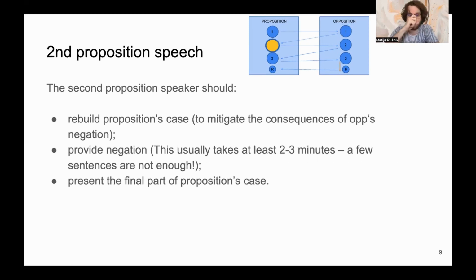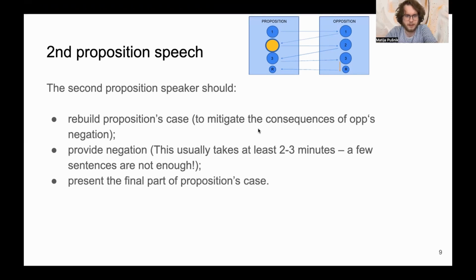The second proposition speaker, one, is rebuilding proposition's case. That means answering the negation of the first opposition speaker. They're providing negation, so they're criticizing the other team's case. This takes a lot of time, because if you want to properly criticize an argument, you need more than just a few sentences, right? Except if the argument is really obviously problematic, but this isn't usually the case.